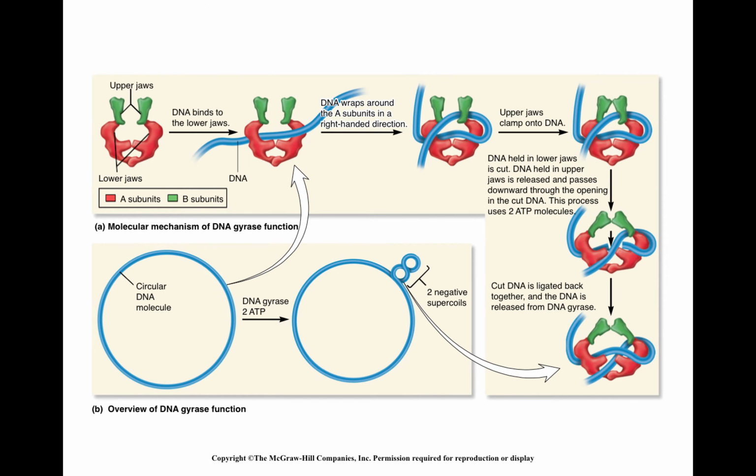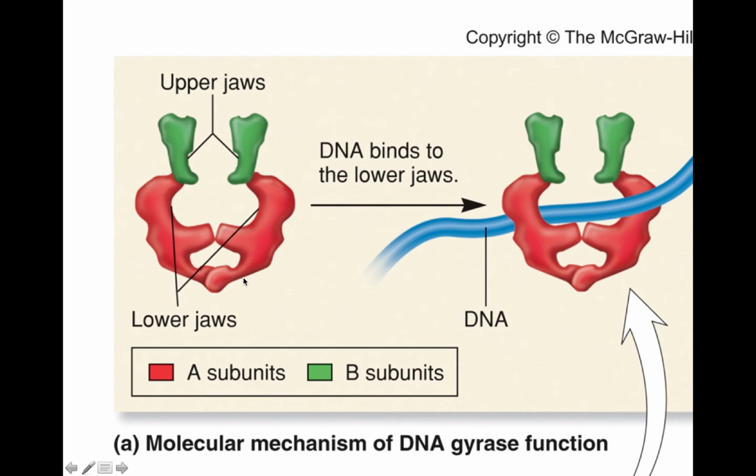The enzyme that accomplishes that, typically in bacteria, is called DNA gyrase. If you have a circular chromosome and you add DNA gyrase and a couple of molecules of ATP, you can create negative supercoils. And I'm going to go through this diagram here. Here's our typical gyrase. It has 4 subunits, 2 red and 2 green here, the A and the B subunits.